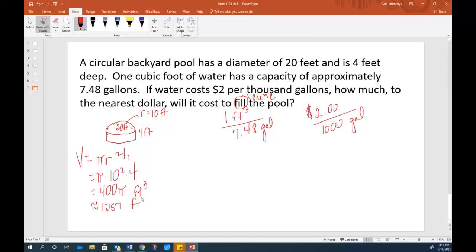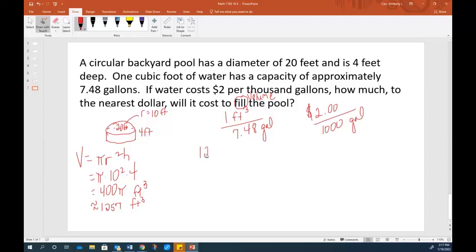And again, you don't want to round unless you know your problem is telling you to. This one's not quite as direct, but it says to the nearest dollar. I am going to have to round. And I don't have to be extremely precise yet because it's $2 per 1,000 gallons. Okay? So I just kind of have to be close to the nearest 500 gallons. Okay, so now I'm going to use this conversion factor.